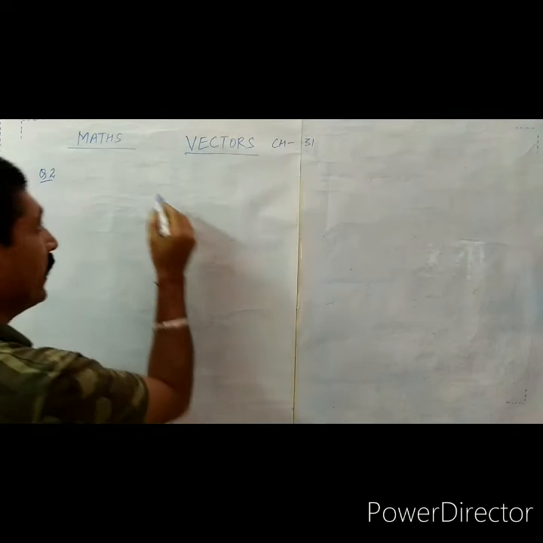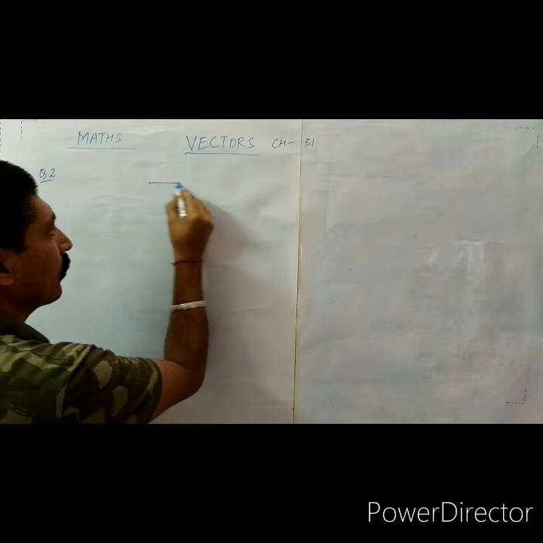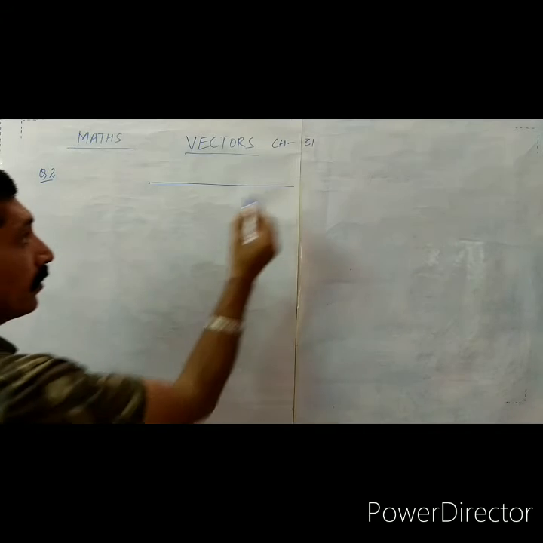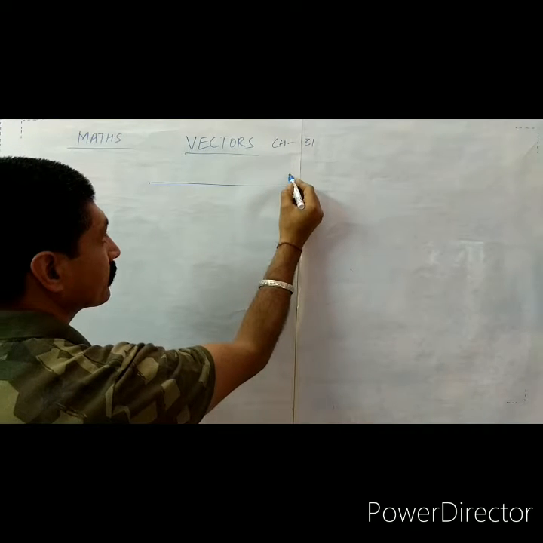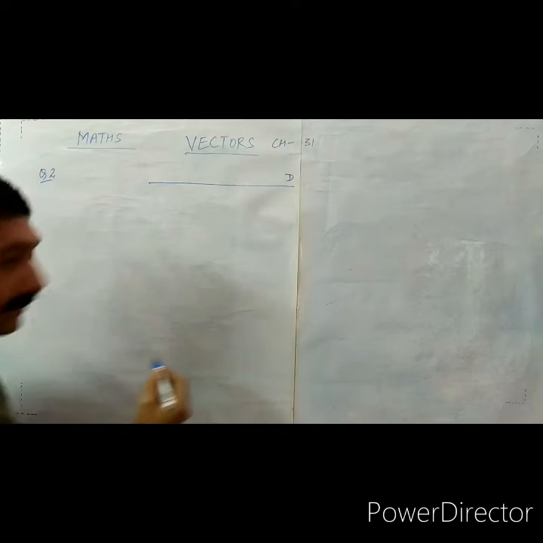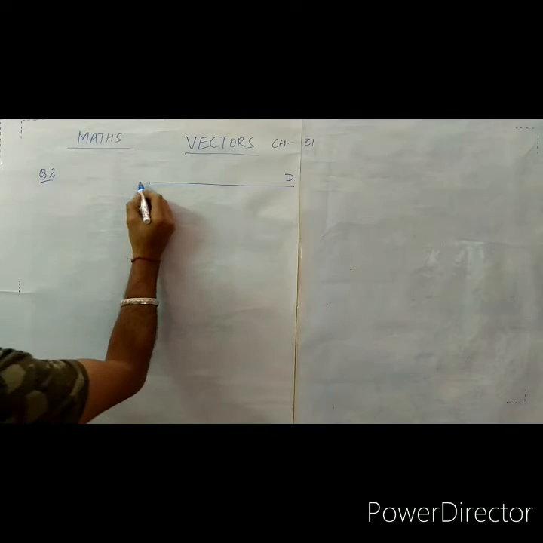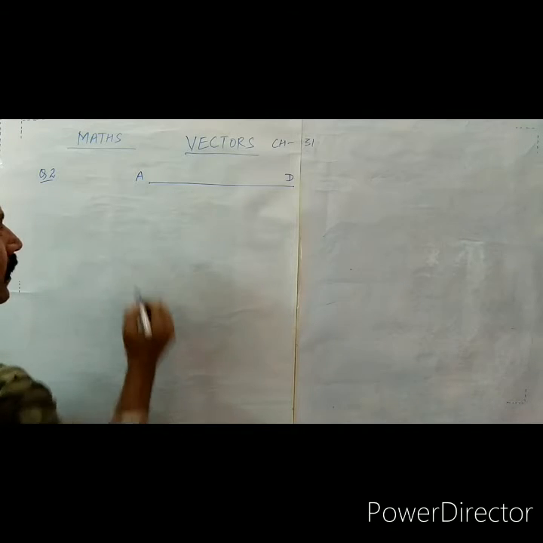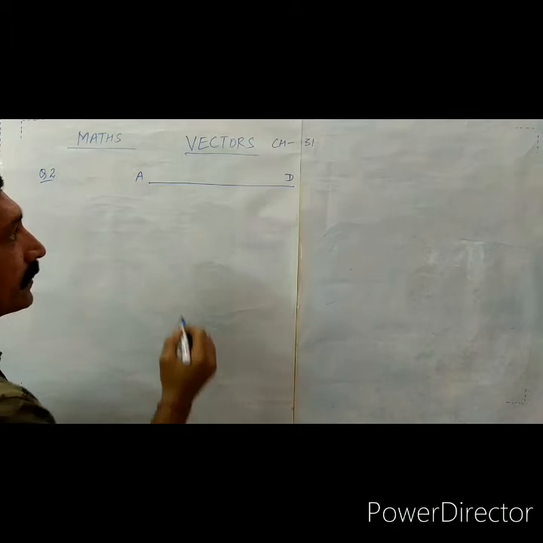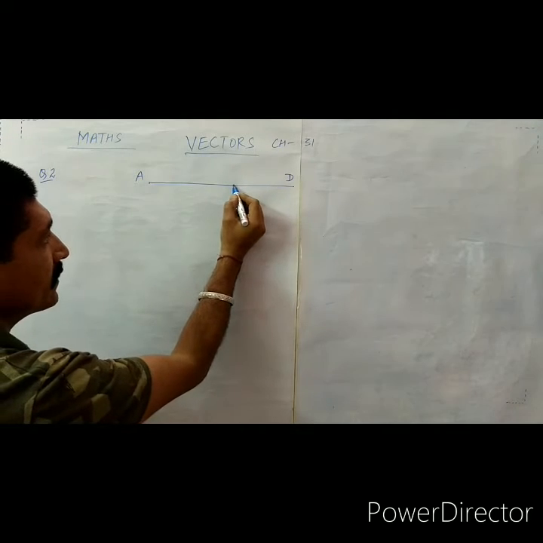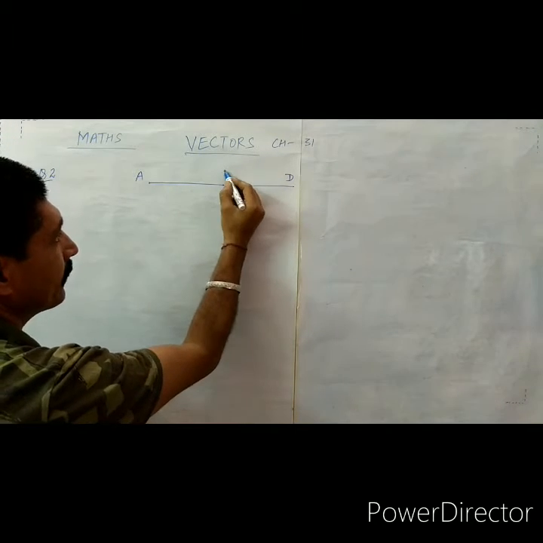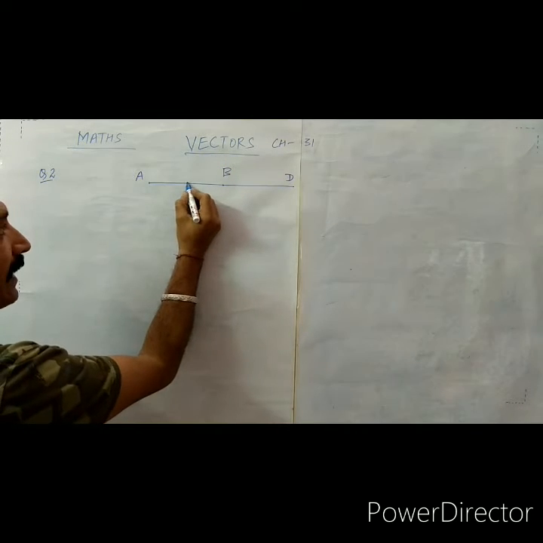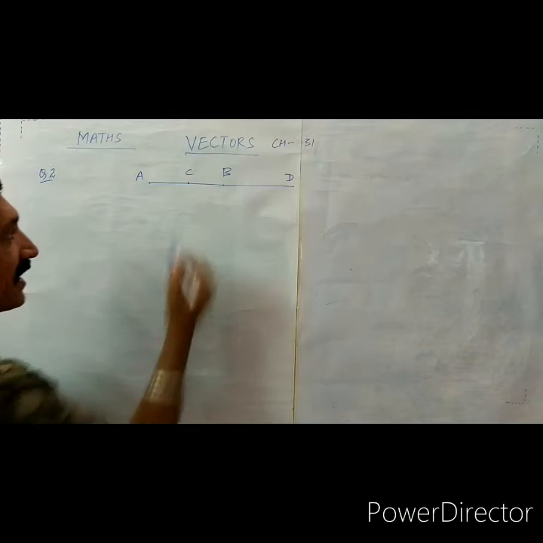In question number 2, again we have here one point D and this point is here as point A, and the midpoint of AD is a point B here, and further the midpoint of AB is point C here.